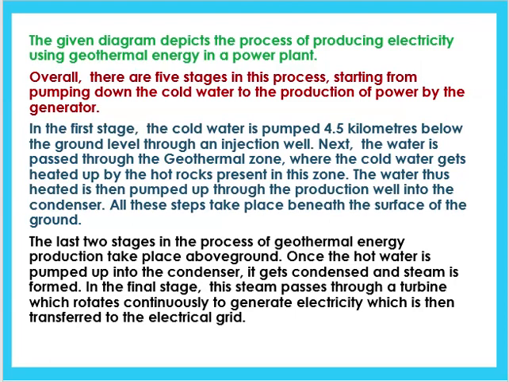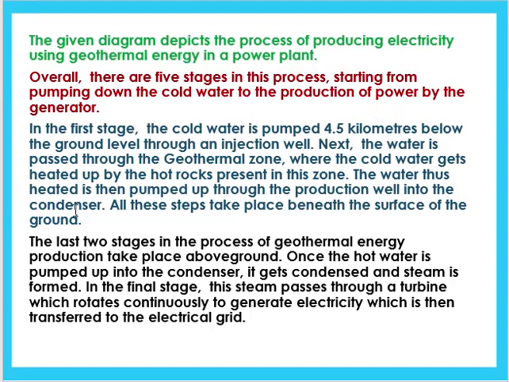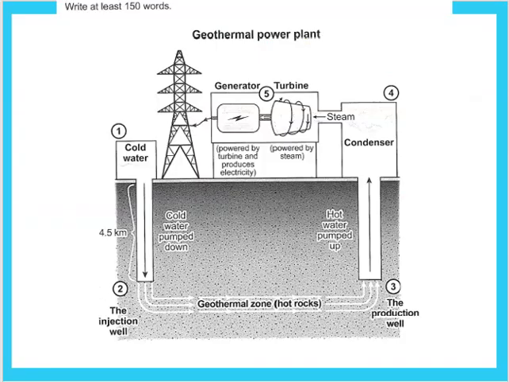Okay, so let's start. In the first stage, the cold water is pumped 4.5 kilometers below the ground level. Can you see here? Towards the left of the figure, you can see the value clearly, 4.5 kilometers. It then enters 4.5 kilometers below the ground level through an injection well. So here we can clearly see that through an injection well, the water is slowly pumped down.